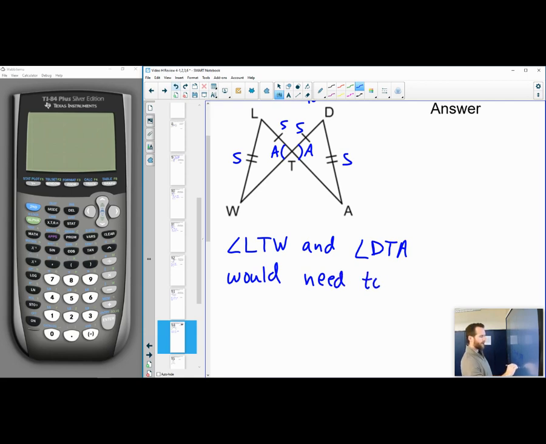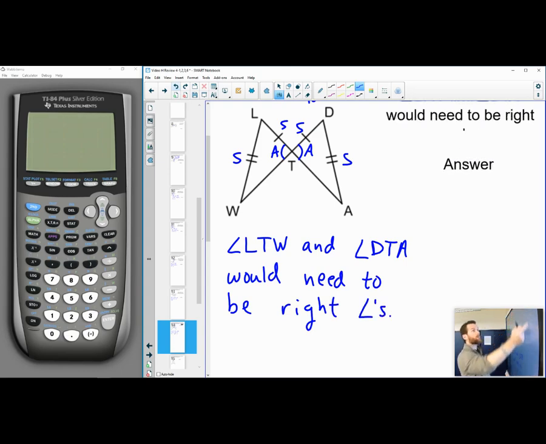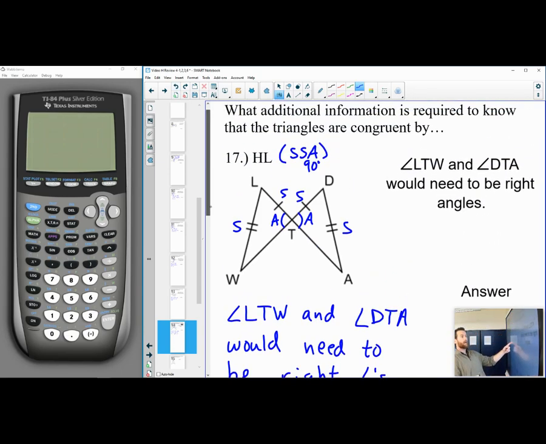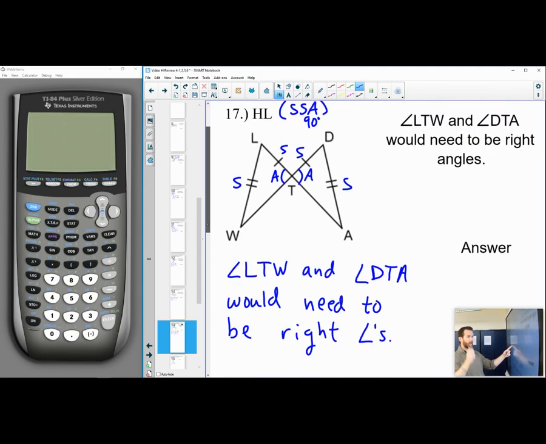Would need to be right angles. Right, and I'll just use the angle symbol there. Hopefully that's what I have under here for the answer key. LTW, DTA would need to be right angles. Very good, very good.